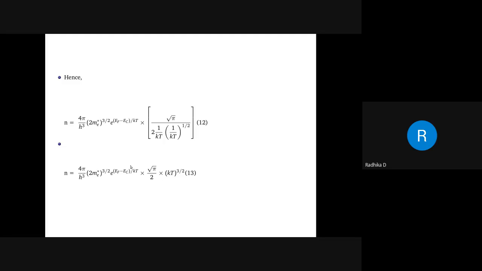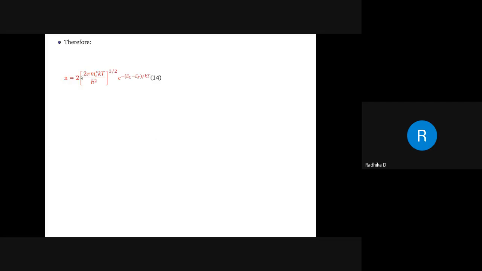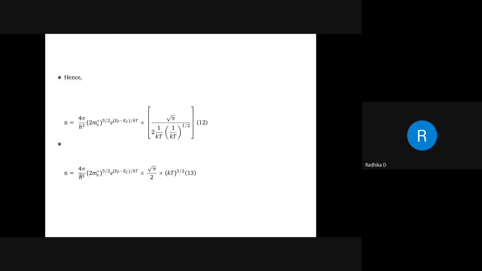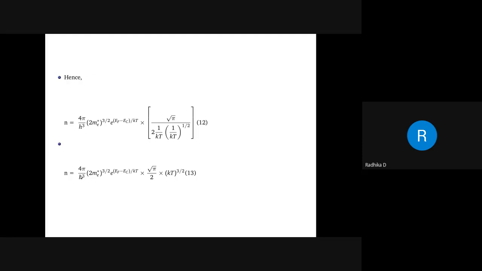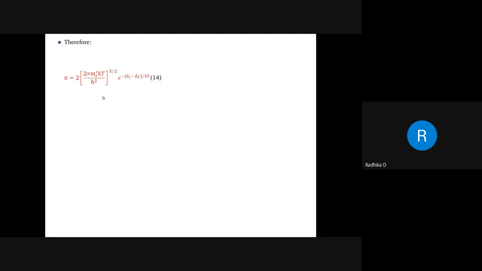Pi into root pi is pi to the power of 3 by 2. M star raised to 3 by 2. M star is there. Kt is also there. The 2 pi m star kt divided by h square. So we had h cube outside. I moved the h inside, so it became h square. Right? How? Can you just see this? H square to the power of 3 by 2, 2 by 2, 2 and 2 cancel. So it's h cube. So I brought h inside. So this is your final expression.